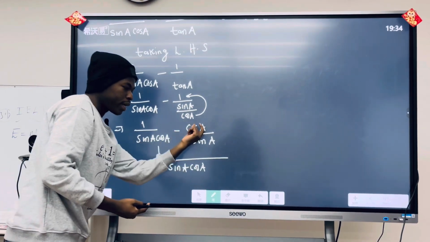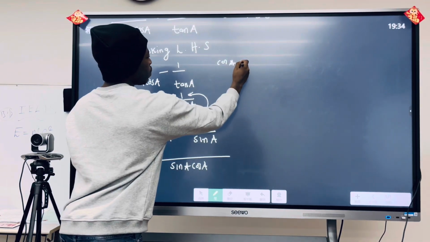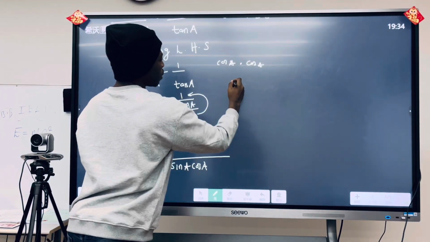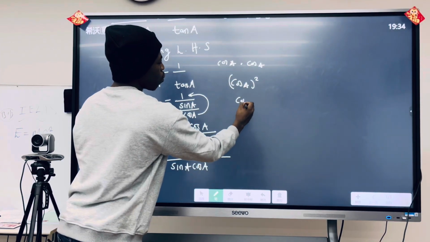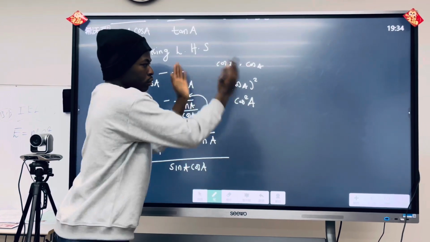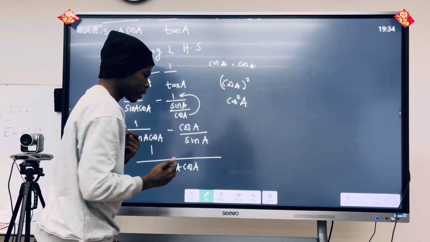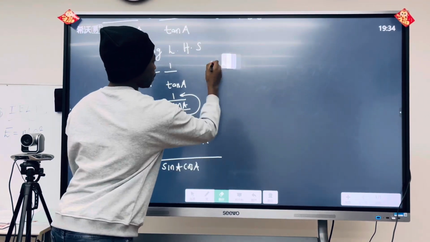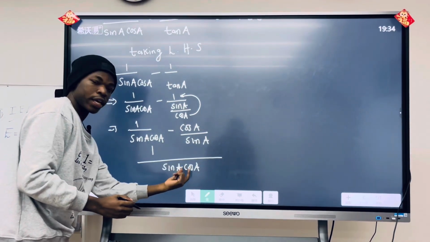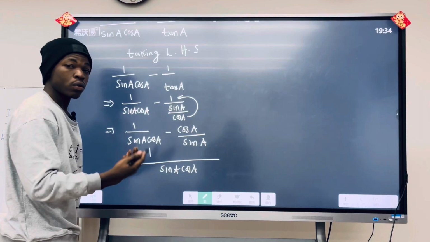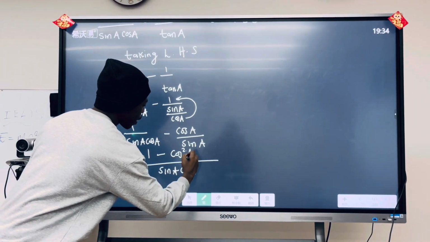Then cos A should multiply the numerator there. So cos A multiplied by cos A is cos A squared, but we write this as cos squared A. So where you see something like this, it's actually the same as that. So this into that is cos A. Cos A times cos A will give us cos squared A, but we have a minus there. So minus cos squared A.